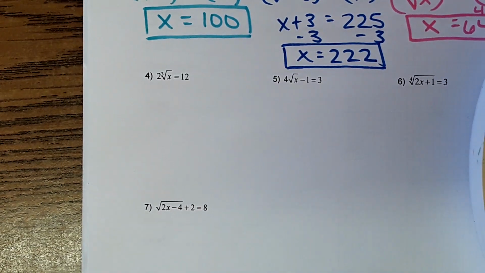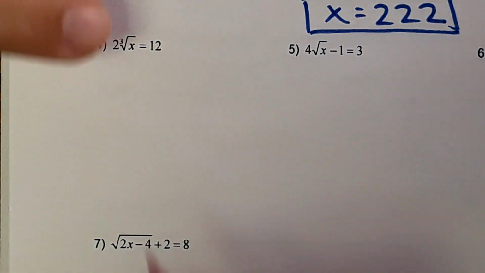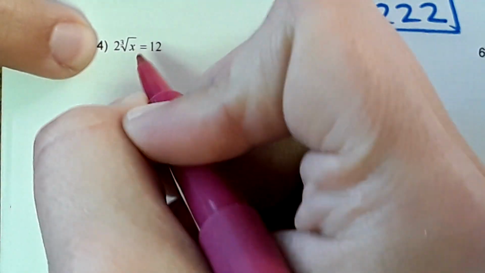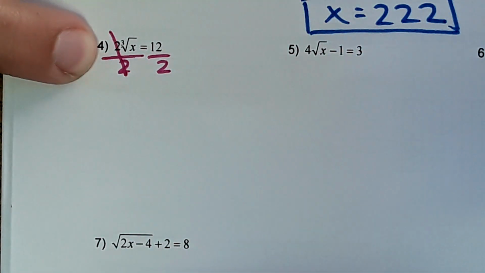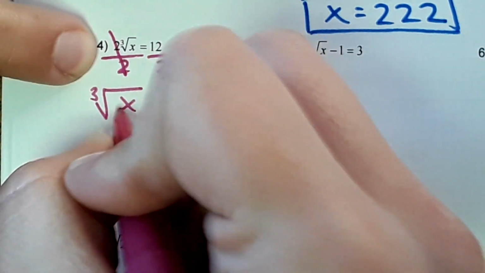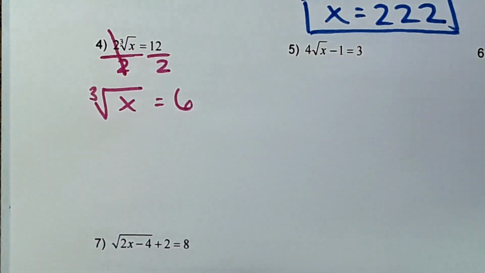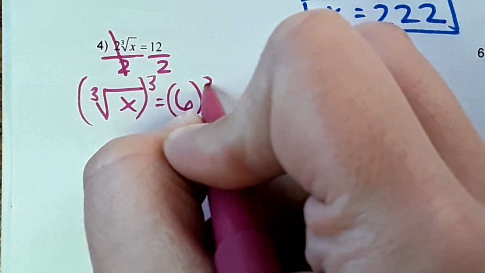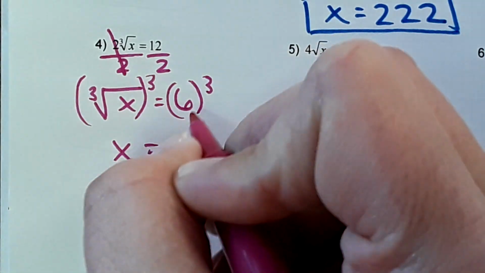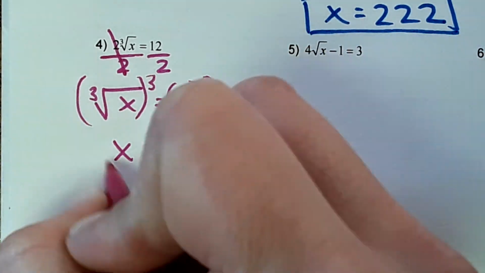We have to get the radical all by itself, and we're going to do that by dividing both sides by 2, so that 2 cancels out here. So divide this by 2, and divide this by 2. This cancels, and we have cubed root of x equals 6. Okay. Now we cube both sides to get rid of the radical. So this becomes x. This 6 times 6 times 6 is 216.